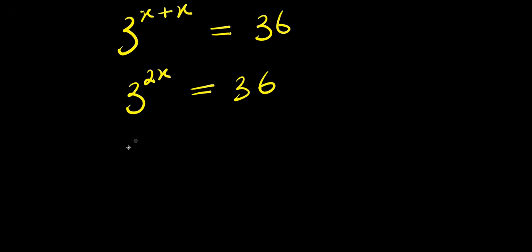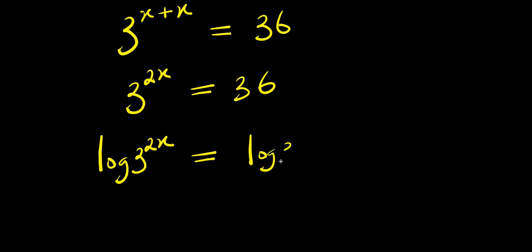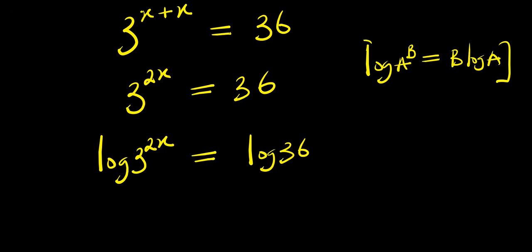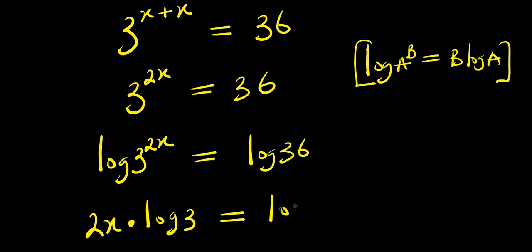We can then apply log: log 3 power 2x equals log 36. Now, if you have log a power b equals b times log a, so we have 2x times log 3 equals log 36.